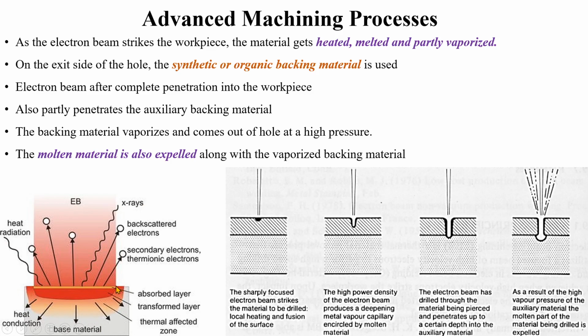So here in case of EBM, there is a heat affected zone. It depends upon the beam power, that is the energy of the beam. When the energy of the beam is very high, then we will have a larger heat affected zone, as well as a transform layer. Here the transform layer determines any phase changes or microstructural change that is happening below the machined layer. So this is the main mechanism of material removal in the electron beam machining process.